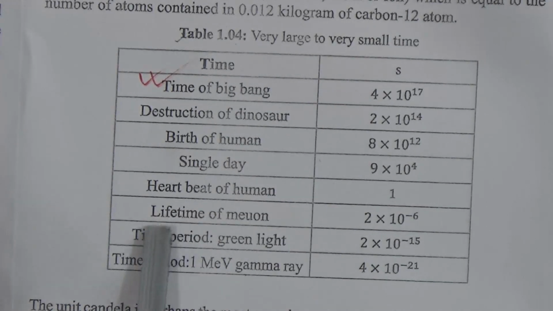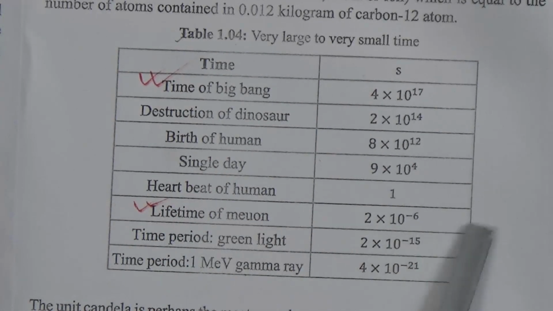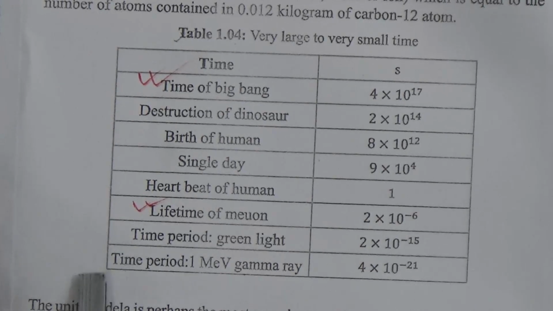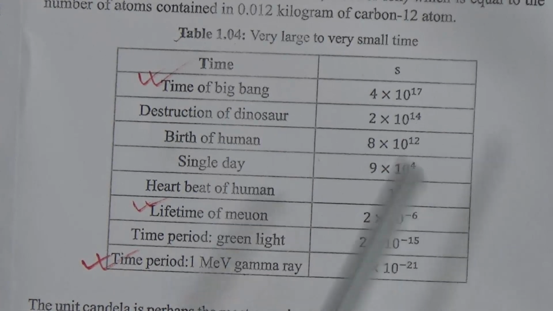Then the lifetime of a muon is 2 × 10^-6 second, and the time period of a 1 megavolt gamma ray is 4 × 10^-21 second. Okay, this one is important for MCQ.